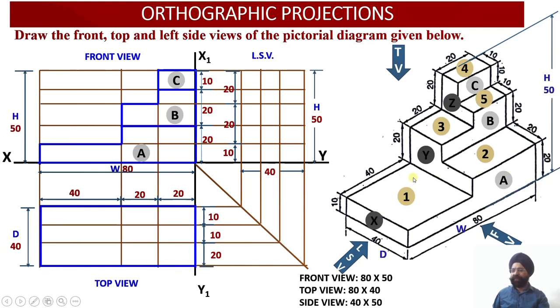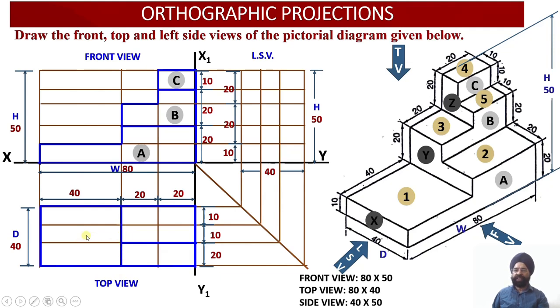Then I have got 5 surfaces. The first surface corresponds to the lower block, and the lower block was having a height of 10 millimeter. So this is my surface number 1. I will be darkening this edge, which is at a distance of 40 millimeter from the left corner. So this completes my surface number 1.